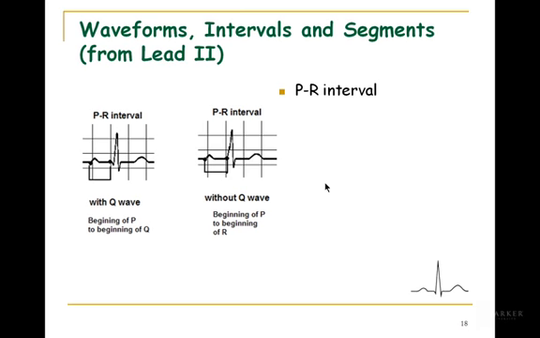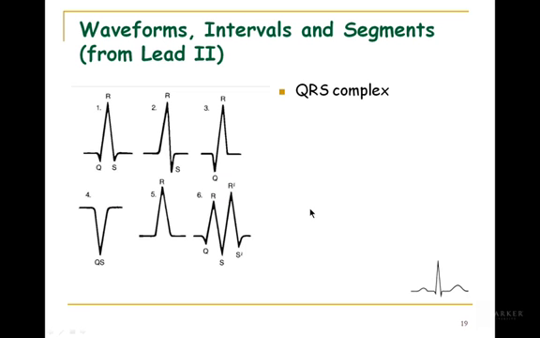Okay? The next one is the QRS complex. Okay? So you already knew the QRS complex represents depolarization of the ventricles. But all of these are examples of a QRS complex. So here's your standard QRS complex. Some people don't have a Q. Some people don't have an S. Some people have what we call a QS. Some people just have an R.